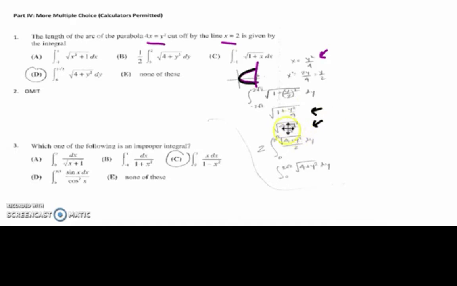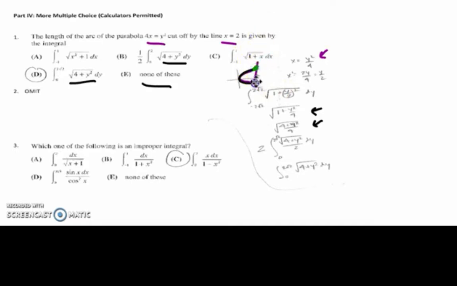And then I can take that denominator 4 out of the square root, giving the square root of 4 plus y squared all over 2. So that's part of what I needed to do, and that actually helps me realize that I either have B or D or maybe none of these. Next thing I need to do is figure out what my limits of integration are.